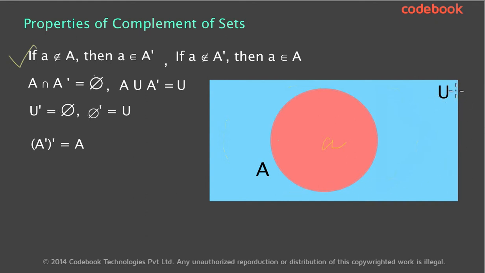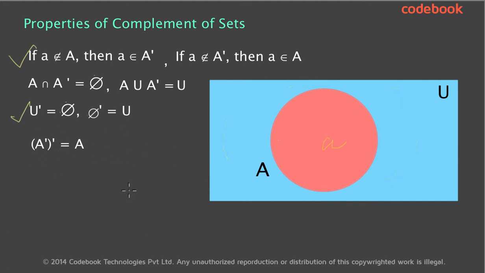How about U complement, which is the complement of the universal set? There is no element which cannot be a part of the universal set, which means it is an empty set. So U complement is an empty set. The complement of an empty set is every element, right? The empty set doesn't have any elements, so the complement of that will have every element, and a set which has every element is your universal set. That's what your third line is stating.